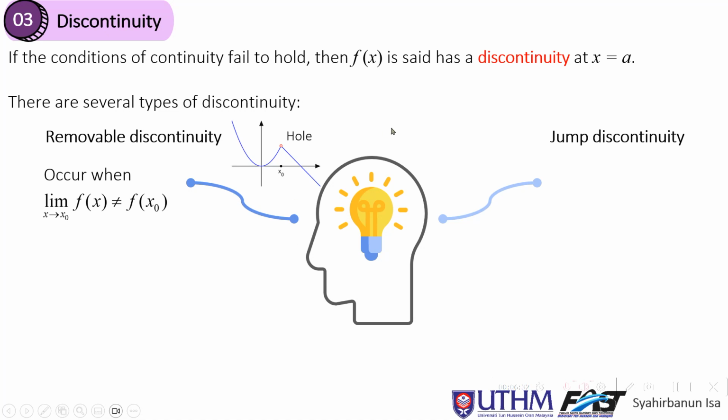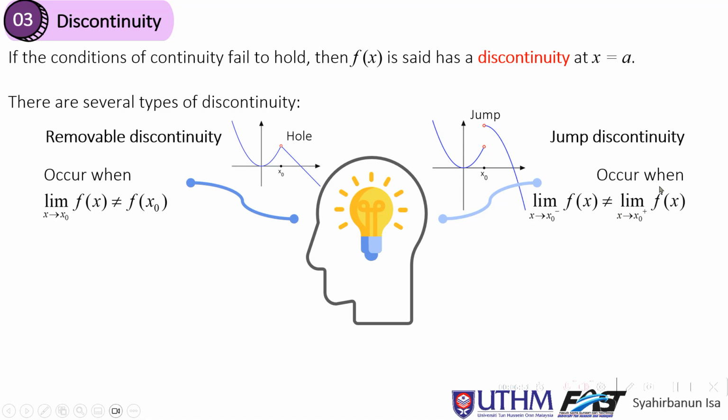The second type of discontinuity is jump discontinuity. If we look at the graph, it is obvious that the graph has a jump at x equal x naught. This is the most obvious discontinuity of a function. Jump discontinuity occurs when the limit as x approaches x naught from the left hand side is not equal to the limit as x approaches x naught from the right hand side.